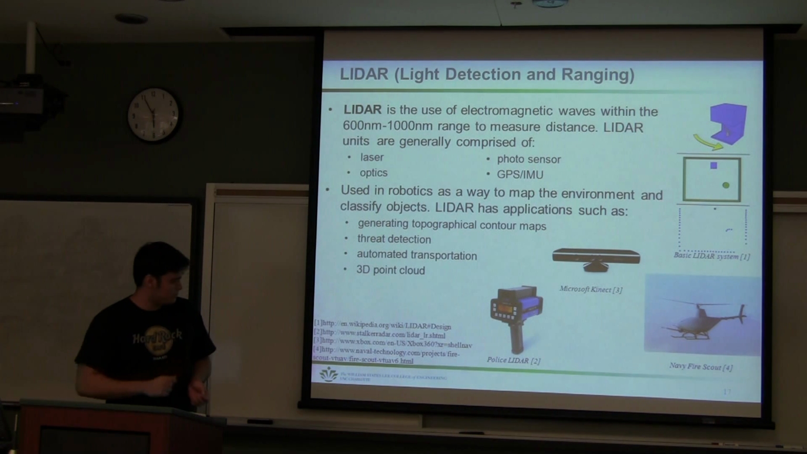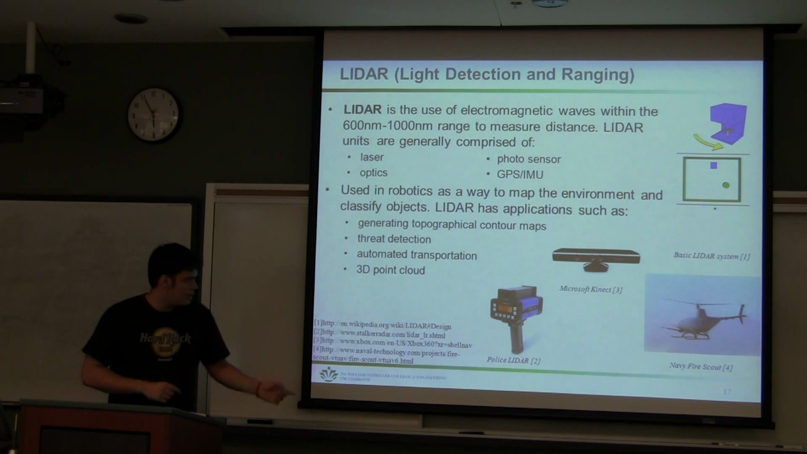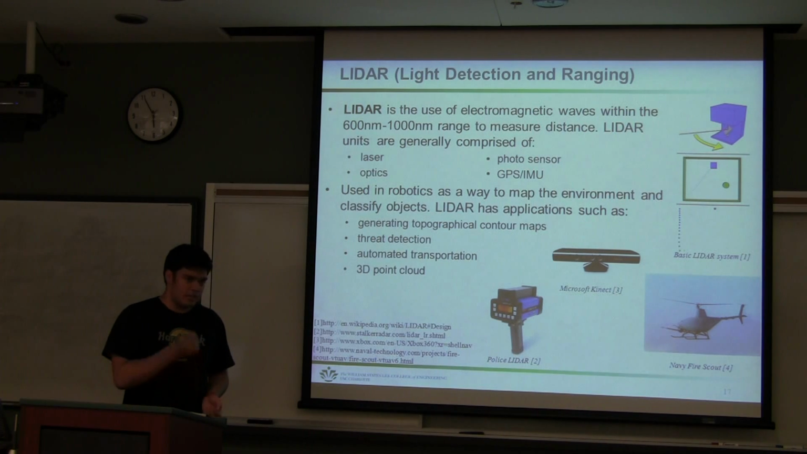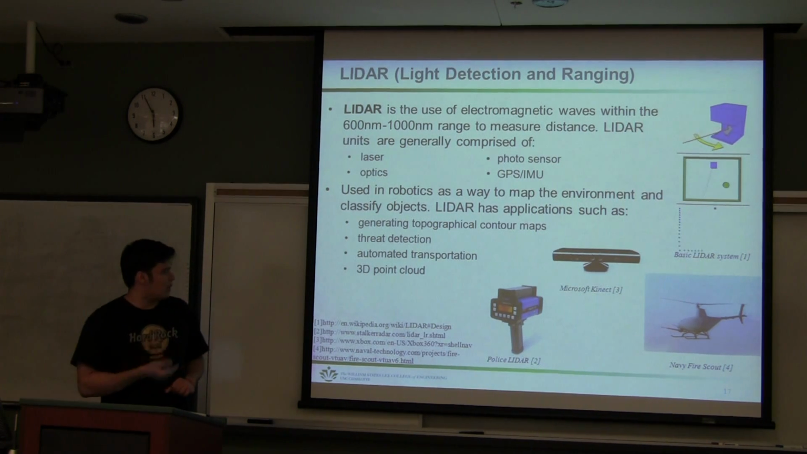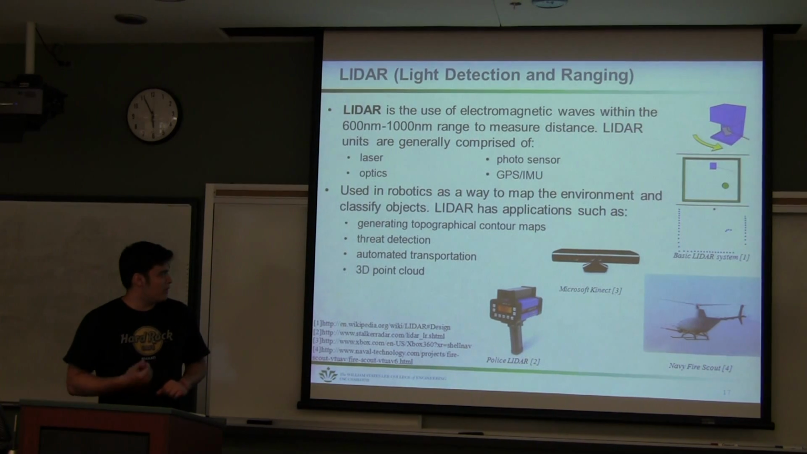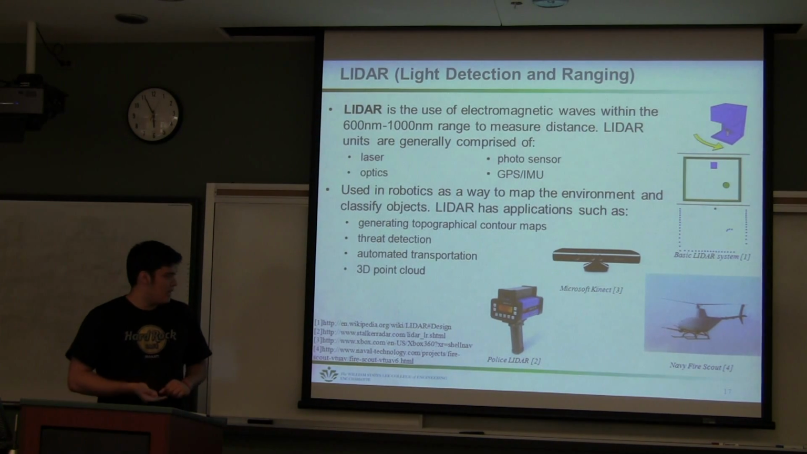There are a few examples, pictures. So the police LIDAR is pretty much, it sends pulses at your car, and it'll receive it and tell you how fast you're going. The Microsoft Kinect, it has an array of infrared lights that shoot out at you and bounces back and then develops a 2D map of what's going on. And then the Navy Fire Scout, which is kind of the threat detection concept and the topographical contour mapping concept. And this thing is currently being used for hunting down like pirates in the ocean.